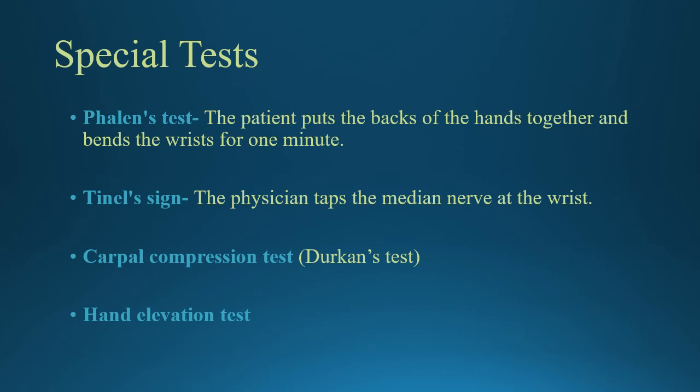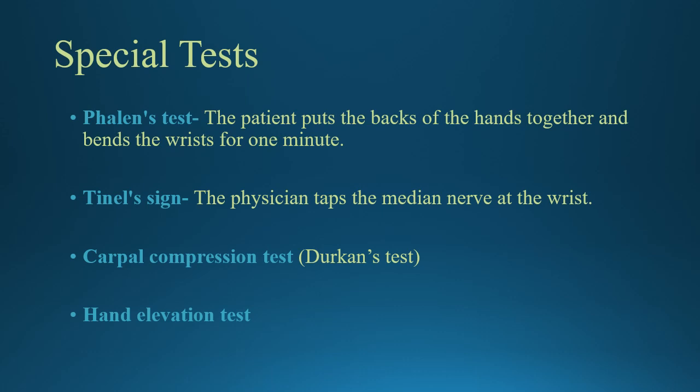In the Phalen's test, the patient puts the back of the hands together and bends the wrist for 1 minute. If this test is positive, the patient feels tingling sensations or numbness in the fingers within 1 minute. For the Tinel sign, the doctor taps the median nerve at the wrist. If this test is positive, the patient experiences tingling in the fingers.